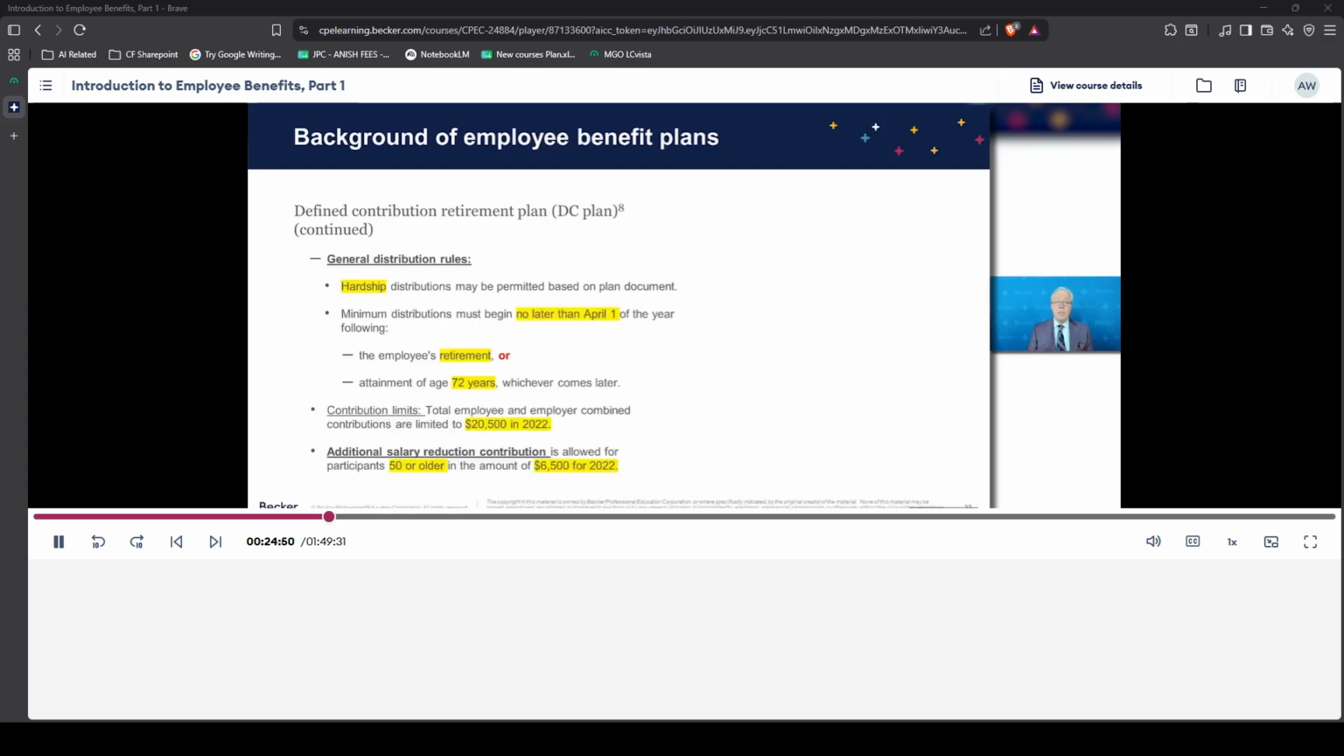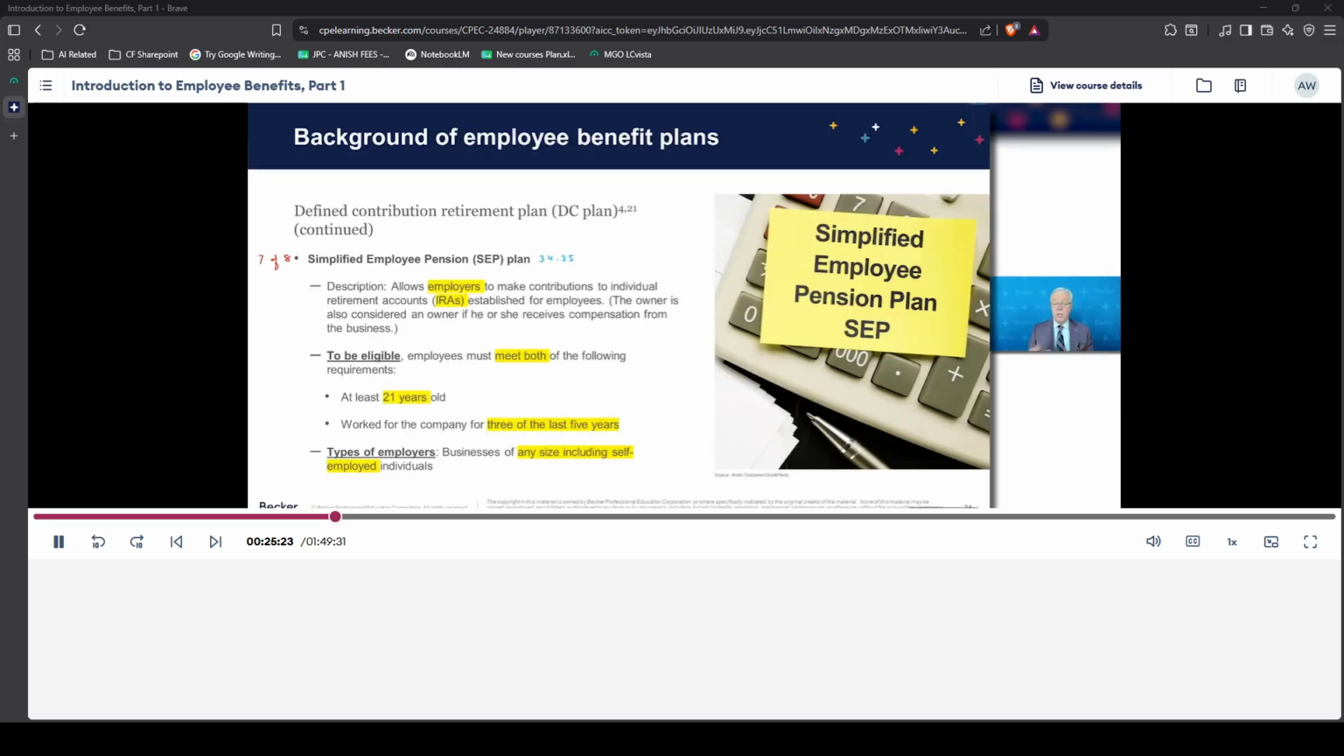General distribution rules, hardship distributions may be permitted based on the documents. Minimum distributions are no later than April 1 of either the year you retire or when you become 72, whichever is later. I know that sounds redundant again. Contribution limits, total employee and employer combined contributions are limited to $20,500 this year. Now, additional salary reduction contributions are allowed for ultimately if you're 50 or older. There's that $6,500 additional amount you can put in called a catch-up adjustment.